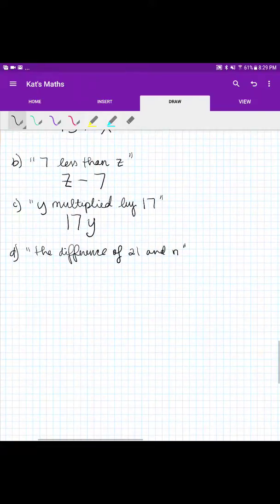And then this last one, again, it does deal with subtraction. The difference of 21 and n. This is one where the wording is really important because of the order. So the first one that comes in the sentence when you're doing the difference of is the number that's going to subtract the other number. So 21 minus n, the difference of 21 and n.